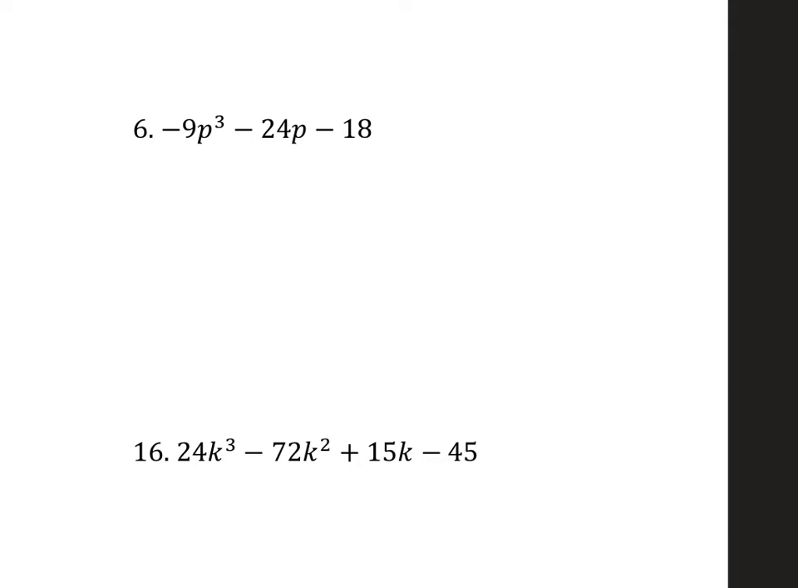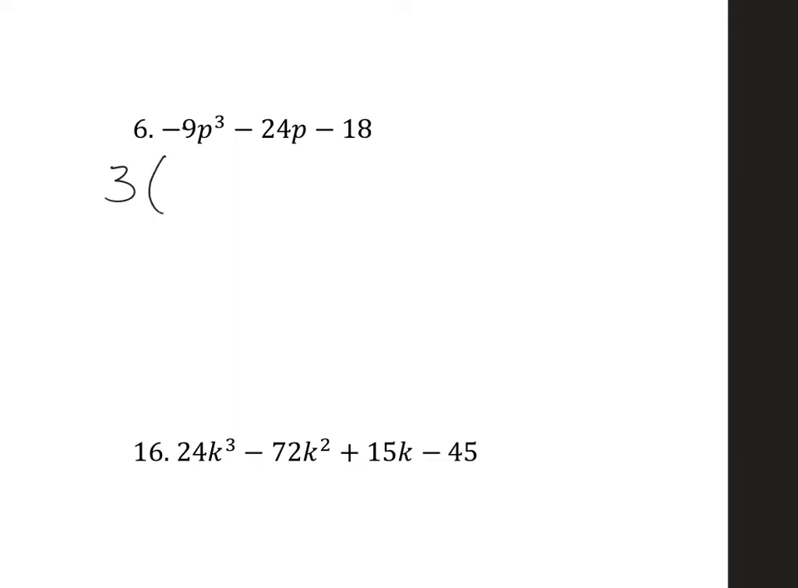So looking at this, I looked at 9. 9 doesn't go into 24 though. So then I thought about my factors of 9. Well, 3 is a factor of 9. 3 goes into all three of those. So I'm going to pull out a 3. I have p to the third, a 1p or no p's, so I can't pull out anything. So now we're just dividing.